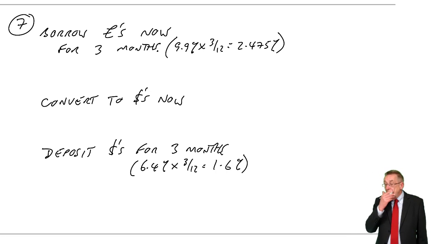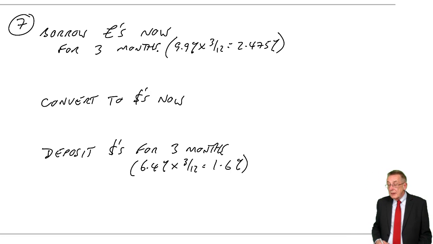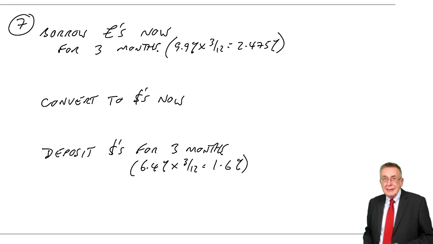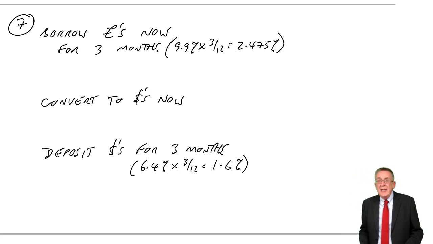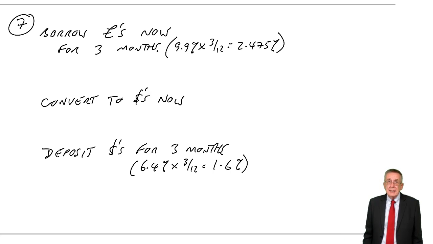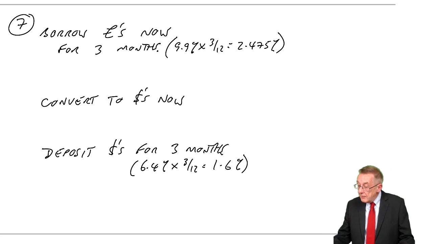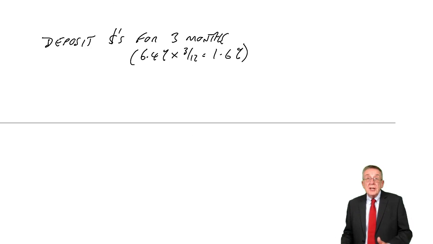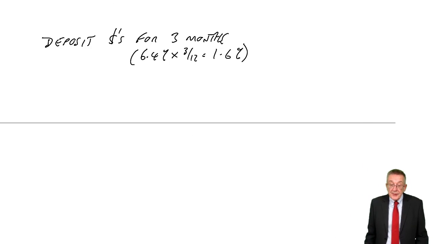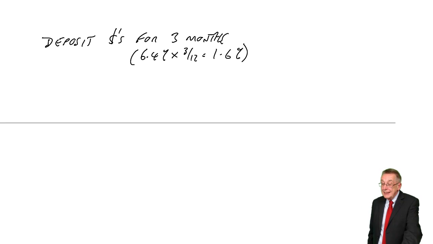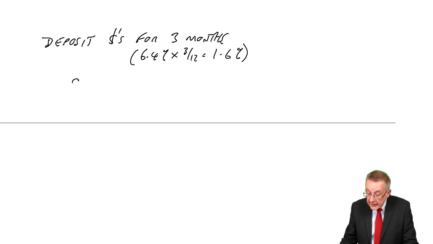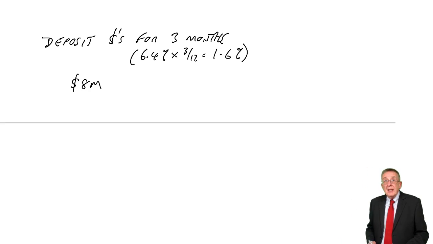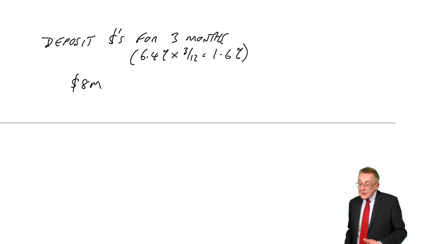Now let's put figures to it. Now we're going to have to work backwards because I don't know how many pounds I'm going to need to borrow until I know how many dollars I'll have to put on deposit. You see, I want to be able to deposit enough dollars such that it will grow after 3 months to the 8 million I need. We need 8 million in 3 months' time. I'm going to be earning interest, so we'll only need to deposit a little bit less.